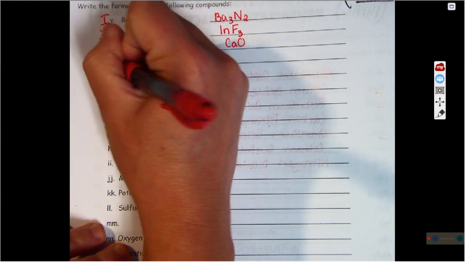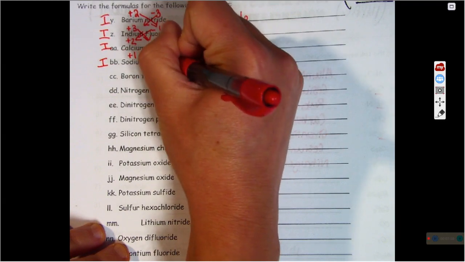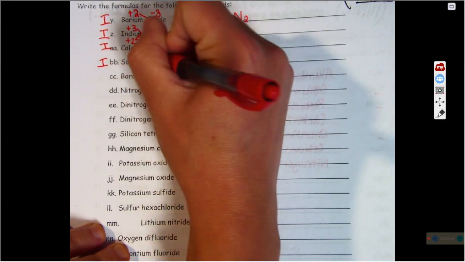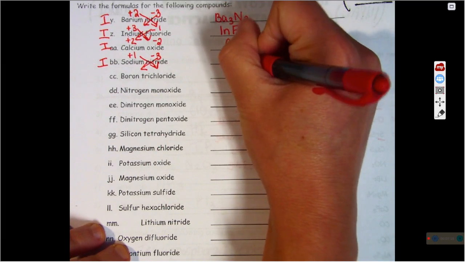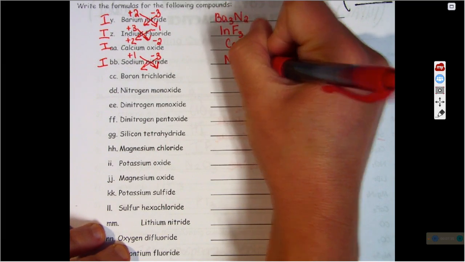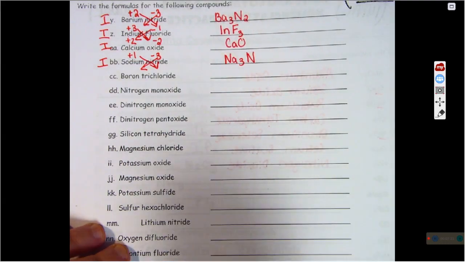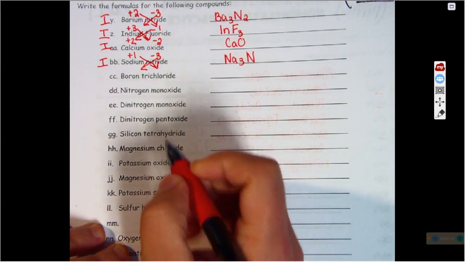Sodium, a metal, that makes it ionic. Sodium has a positive 1 charge. Nitrogen has a negative 3. Draw your arrows to show them swapping, and then drop them down to the subscript. Sodium gets the 3 from nitrogen, and nitrogen gets just a 1, so we don't write it.